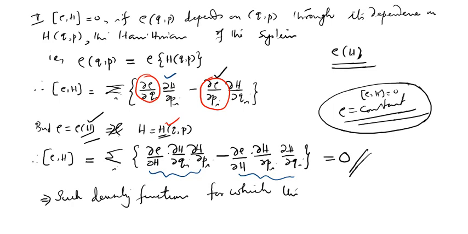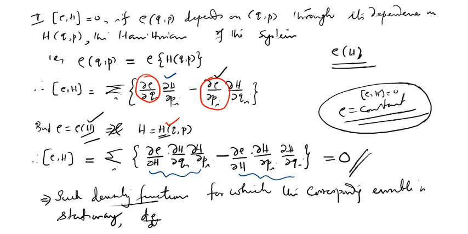the corresponding ensemble is stationary. Therefore, for such density functions for which the corresponding ensemble is stationary, ∂rho/∂t is already equal to 0. So in that case, d rho/dt will be equal to 0, which means that Liouville's theorem is still obeyed.